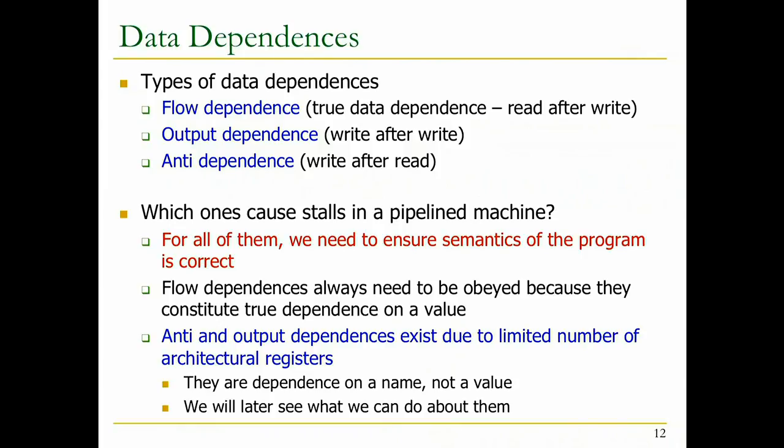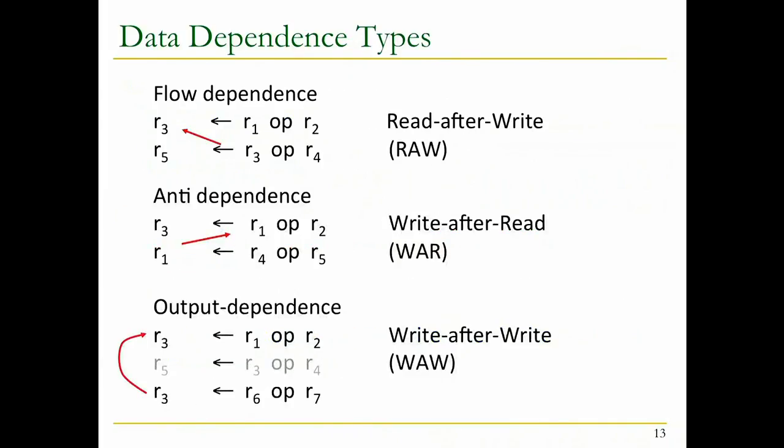With the output and anti-dependence, you write to a register, this multiply writes to a register, and later in the program, another add writes to the same register. As long as they're not related to each other in some other dependent way, there's no relationship between them. Okay, let's look at these pictorially.